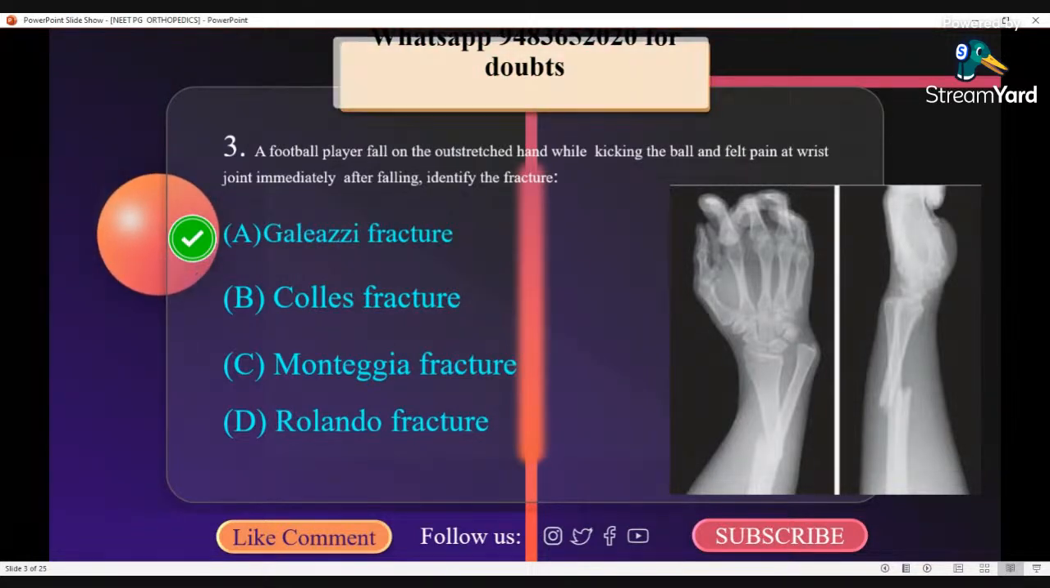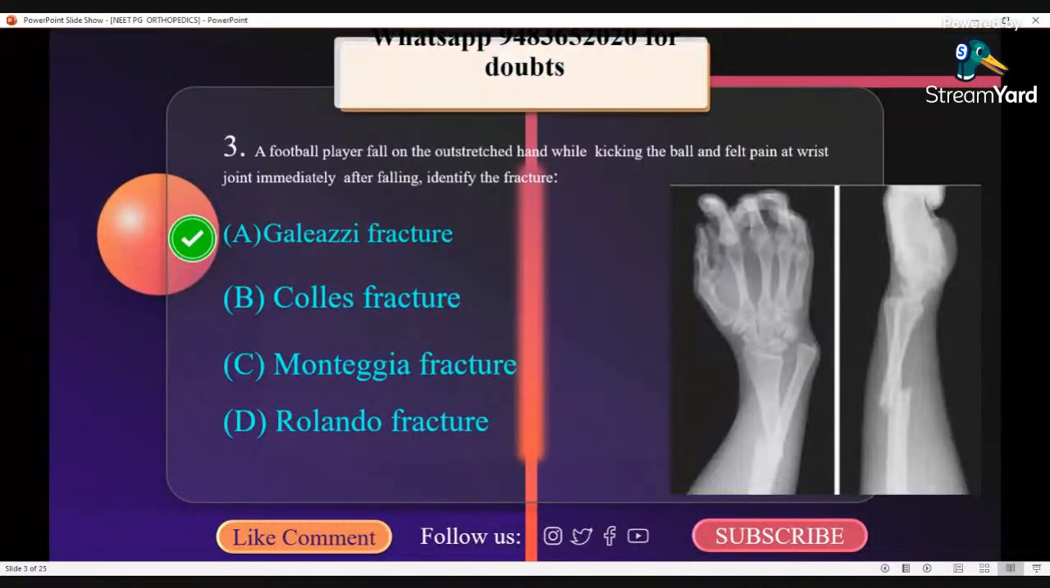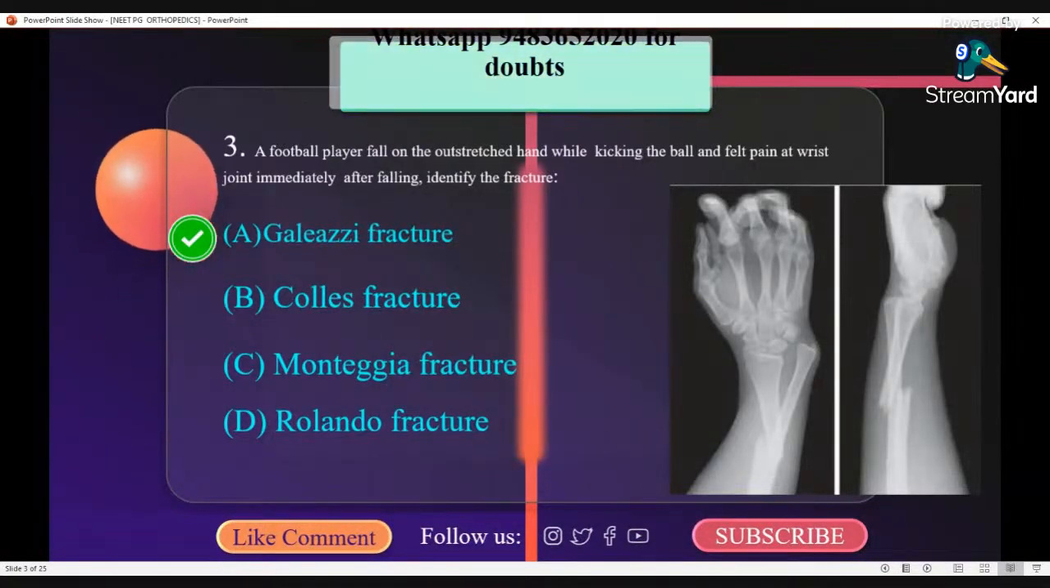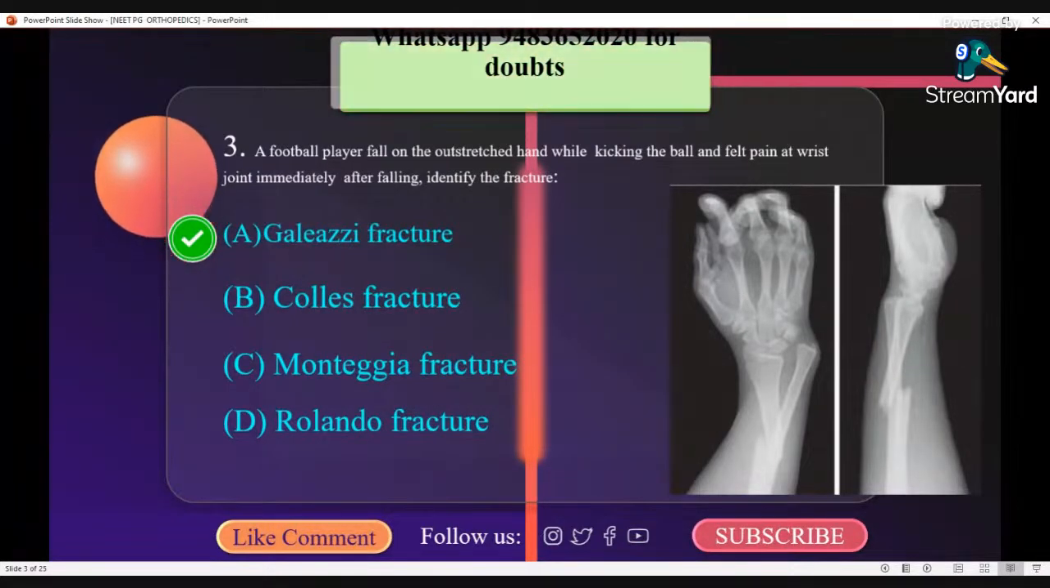Galeazzi fracture is a fracture of the lower one-third of the radius and dislocation of the distal radioulnar joint. Mechanism of injury is a fall on the hand, probably with superimposed rotation force. Radius fractures in its lower third, and the inferior radioulnar joint subluxates or dislocates. Clinical feature: it is more common than Monteggia fracture. Striking feature is prominence or tenderness over the lower end of the ulna.